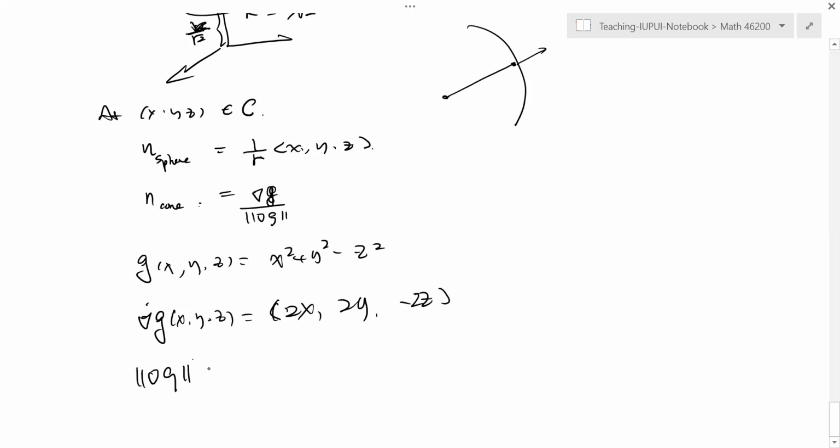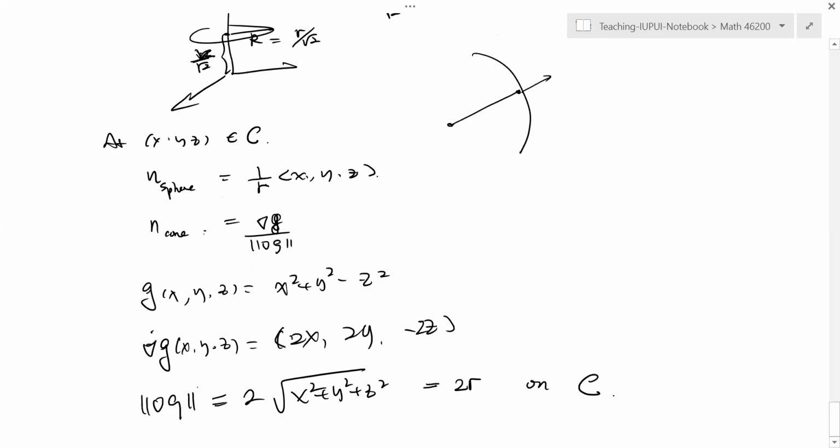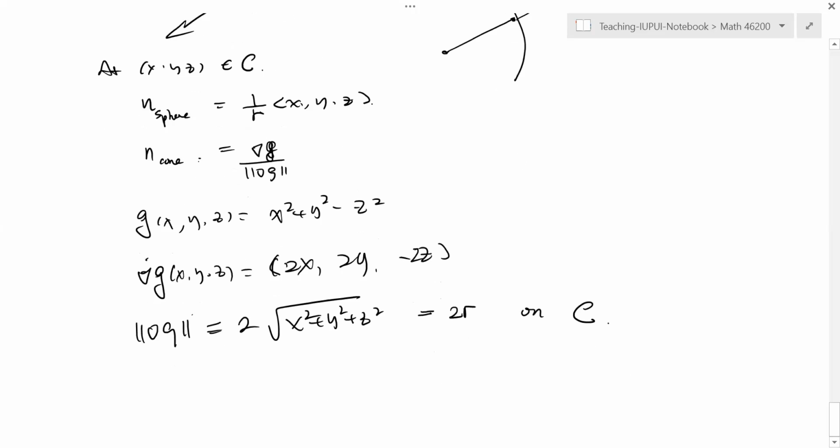But the norm is going to be 2 squared x squared plus y squared plus z squared. Now, since this point is on the sphere, 2r, on the circle C, okay? The circle C is on the sphere, right? So you normalize it, and the cone is going to be divided by 2r, so it's the same. The only difference is there's a negative sign here.